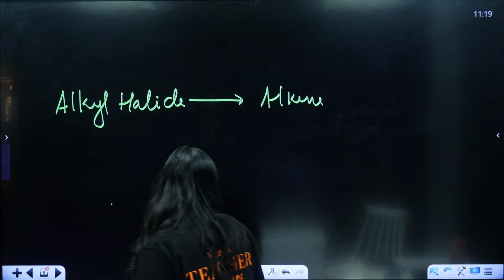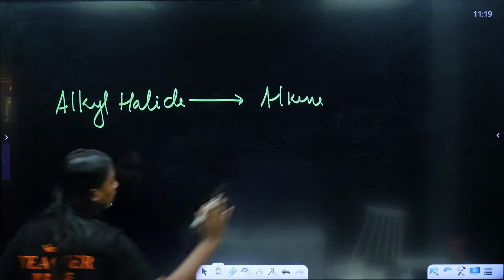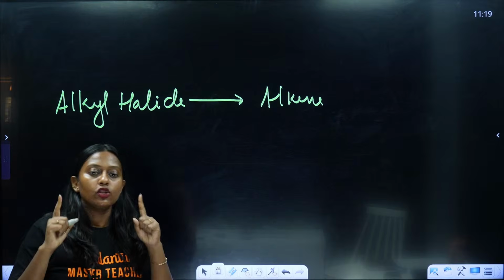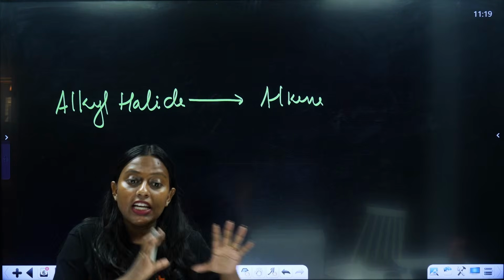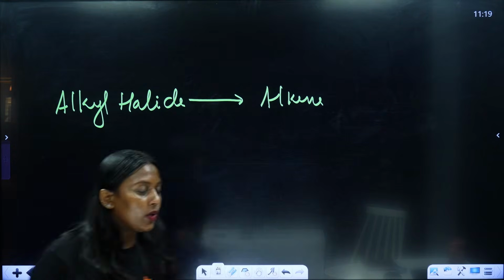So, we have to prepare an alkene from an alkyl halide. That is our aim: we are preparing alkene from alkyl halide. So, we can check.